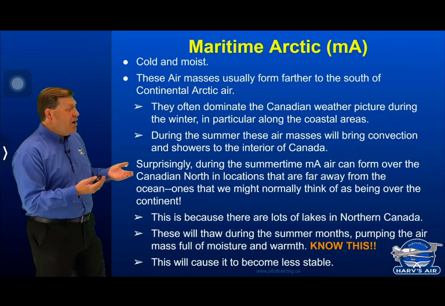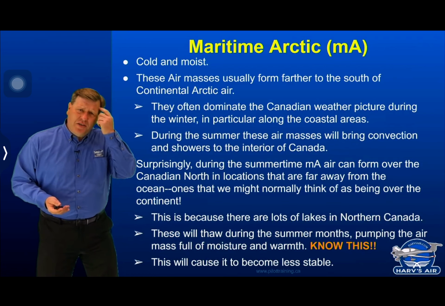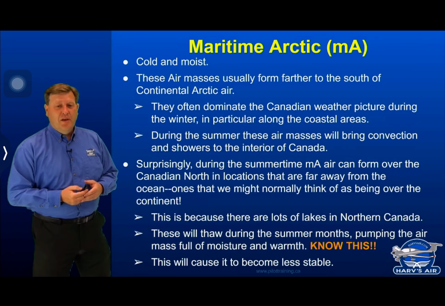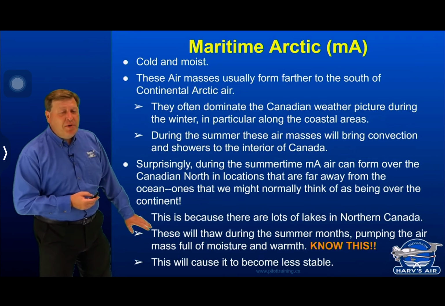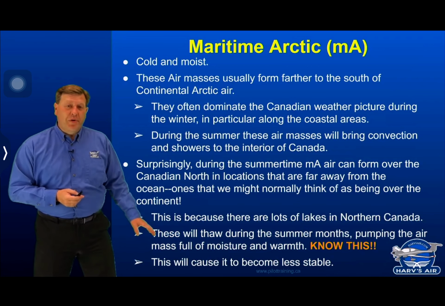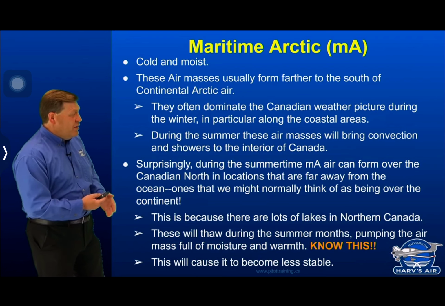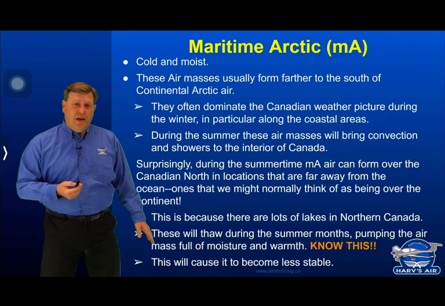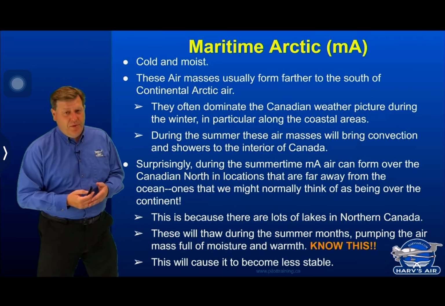a maritime Arctic air mass that actually developed over land, kind of a head scratcher initially until you look at a map of Canada and see how many lakes there are in northern Canada. So, this is a common exam question, probably because most people don't think of maritime Arctic as having the possibility of forming over land. Now, when it comes to maritime Arctic, these air masses tend to be less stable as well. Lots of moisture, okay, so that's going to help drive some instability.